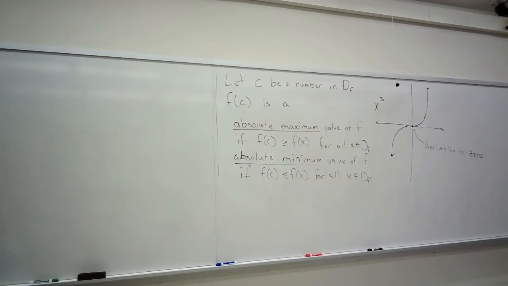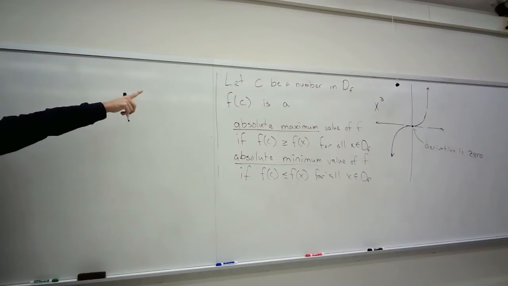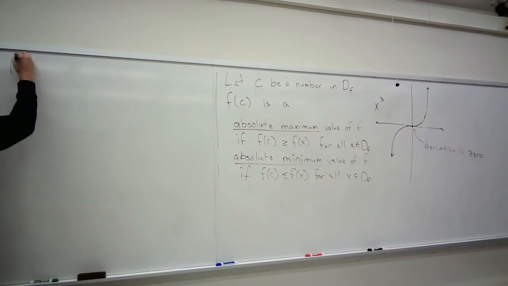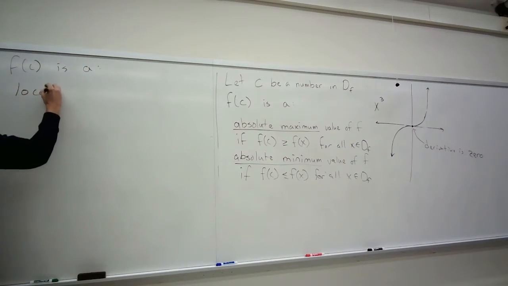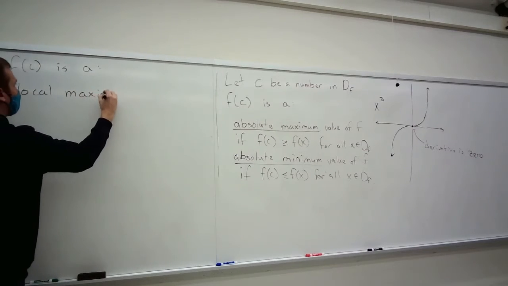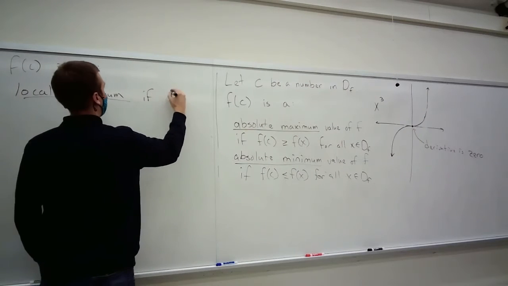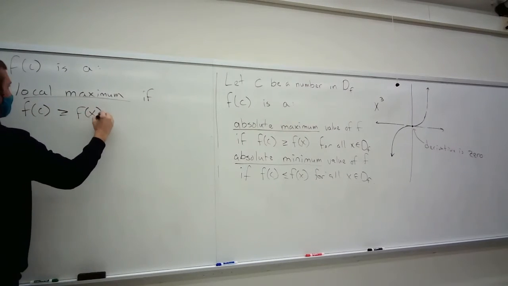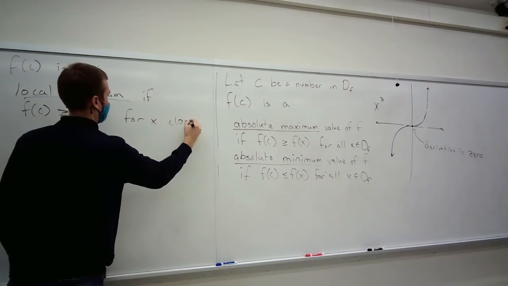The next thing to think about is local. So we're still going to have C being a number in our domain. C, f of C is a local maximum if f of c is greater than or equal to f of x for x close to c.